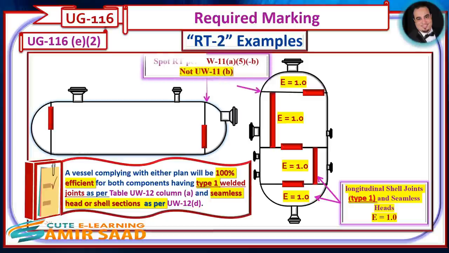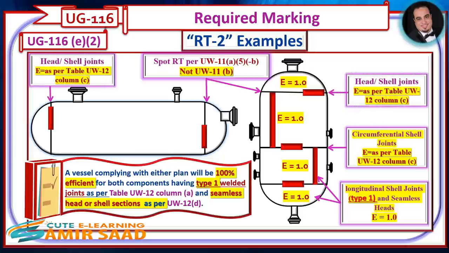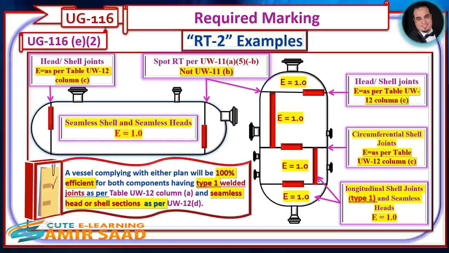Please note that spot RT is per UW11(a)(5)(b), not UW11(b). Circumferential shell joints, E, as per table UW12 column C. Head to shell joints, E, as per table UW12 column C. Seamless shell and seamless heads, E equals 1.